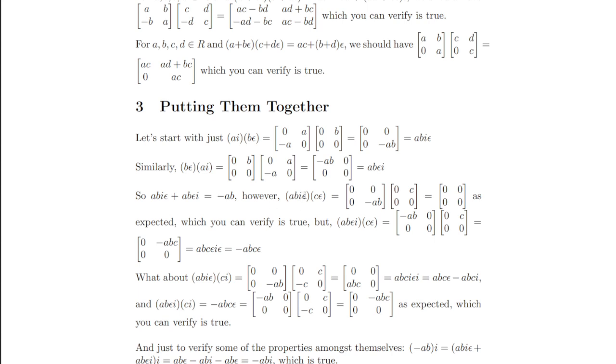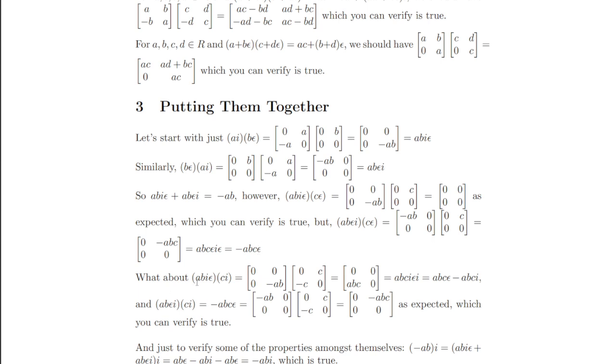So let's try this. ab i epsilon times c epsilon does equal 0 as we hoped, so the epsilons do cancel into a 0. So we can also verify that. And then ab epsilon i times c epsilon is a little different. That is 0, -abc, 0, 0, which is equal to abc epsilon i epsilon from this. But that's the same as -abc epsilon because that's exactly the definition of -abc epsilon. So we have that epsilon i epsilon equals -epsilon.